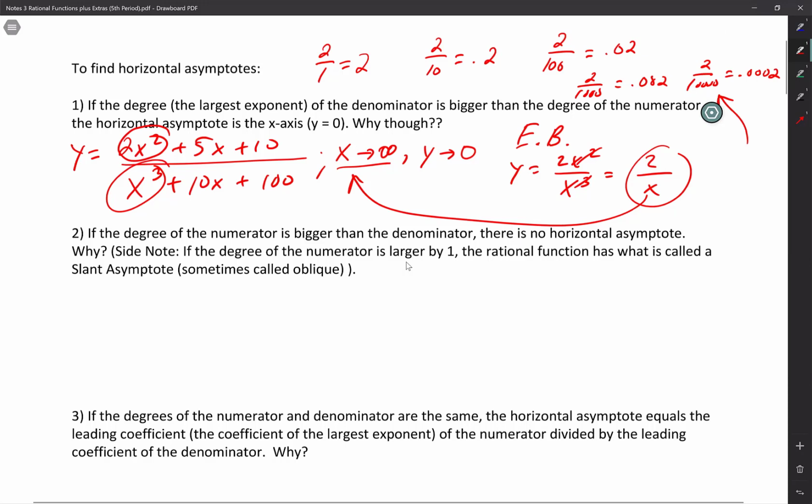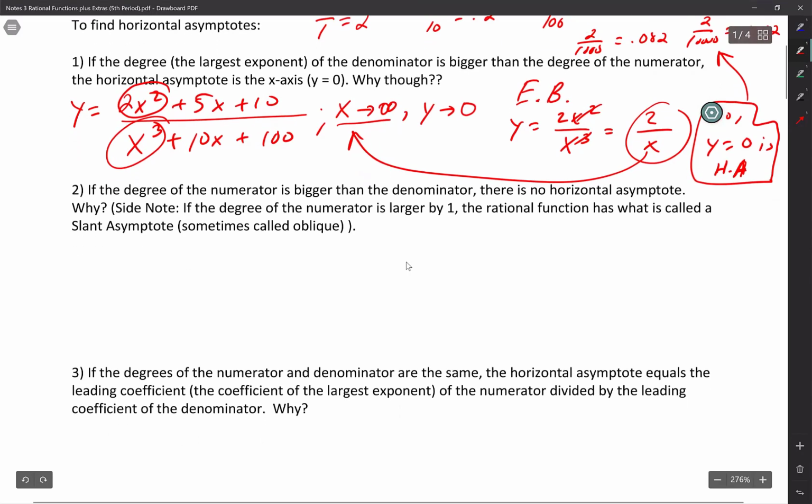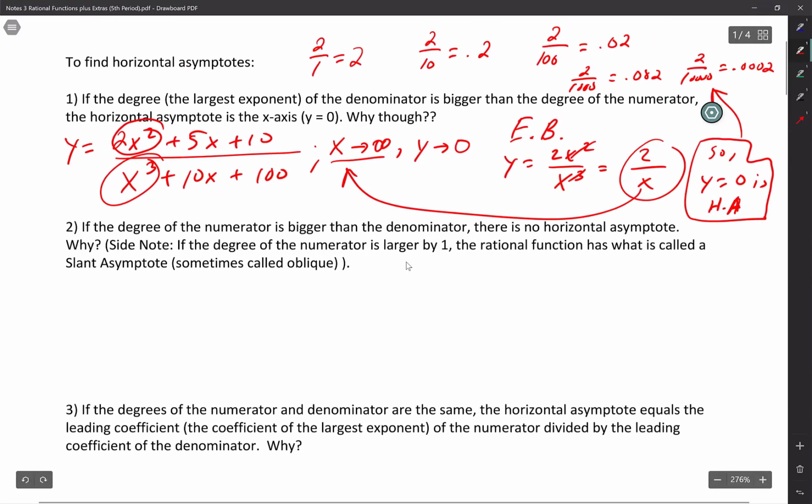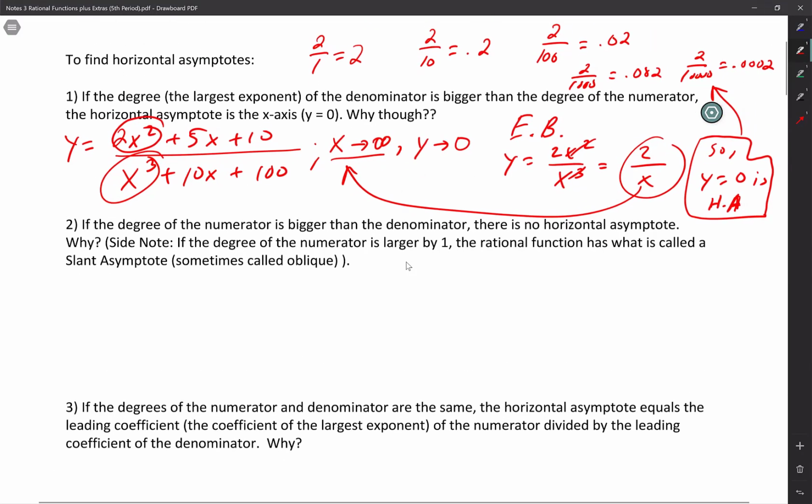So y equals 0 is the horizontal asymptote. So make sure that we know that, guys, and that's all just end behavior from your Algebra 2 days. Did we understand that, guys? Did all that make sense or no? Yes. Okay, awesome. Let's go to number 2.